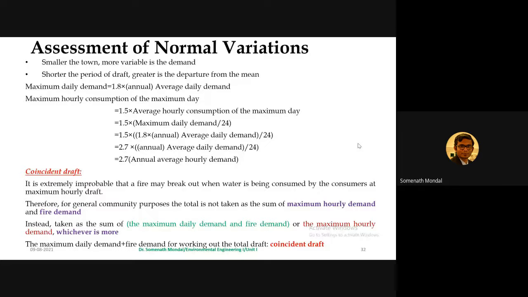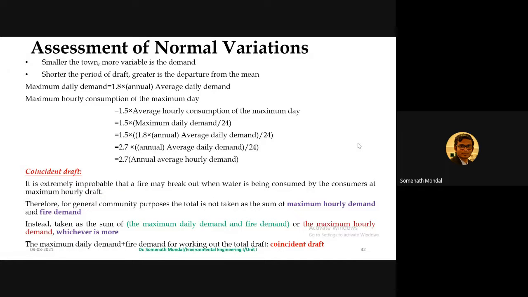Fine. So the next important part which we are going to discuss over here is coincident draft. This is very, very important, and most of the time during campus placements, this is a very popular interview question, I would say. Most of the time we tend to ignore this coincident draft part, whereas we mainly focus on what we have discussed before.